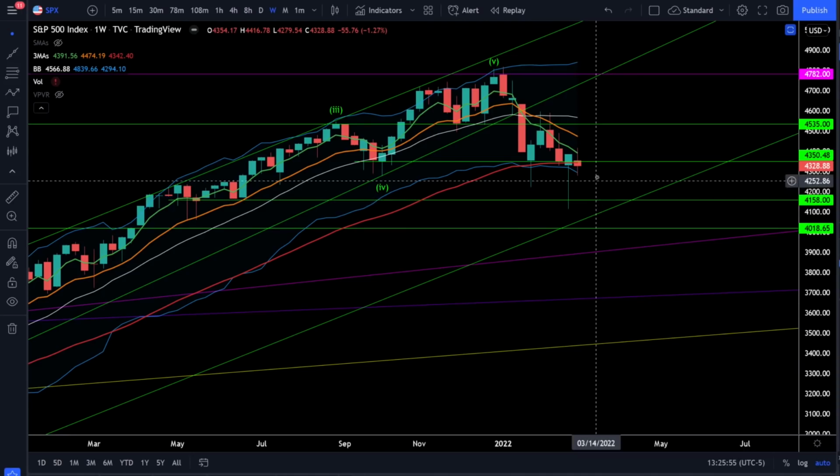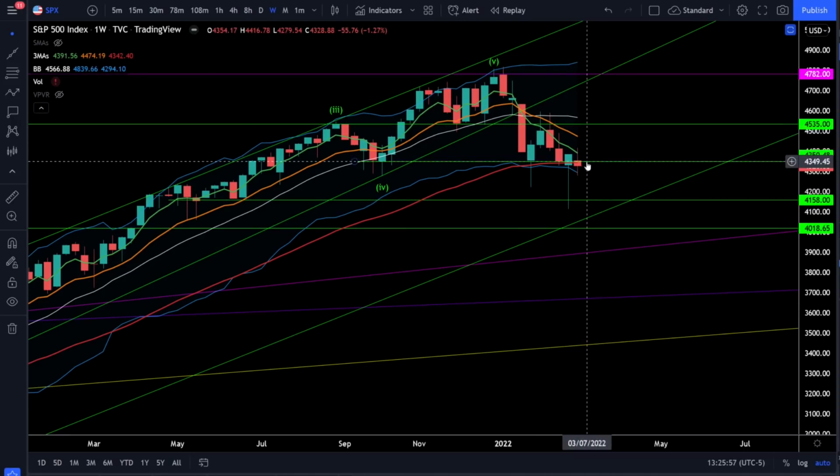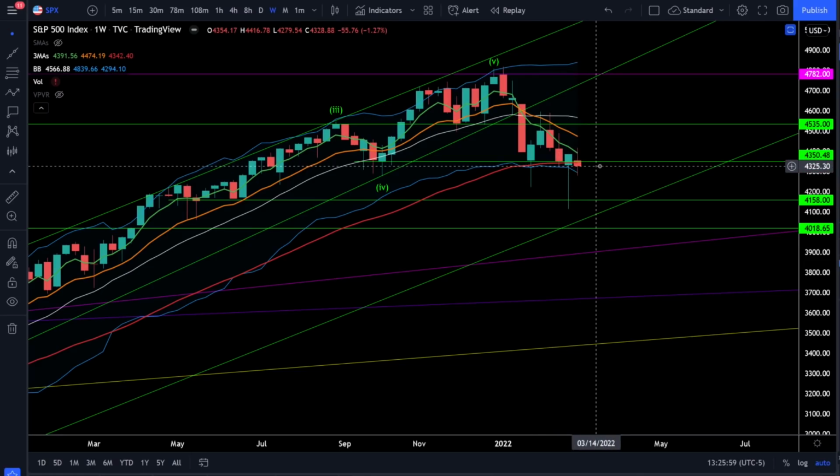You can clearly see these moving averages are negatively sloping and the 50 weekly EMA is starting to flatten out. So the moving averages are starting to catch up to the price action and you're starting to see the momentum shifting for the bears. The bears have full control of this market and the bulls really don't have control on SPX until they can start closing back above 4,500.